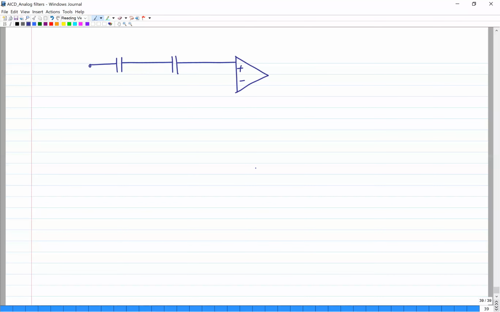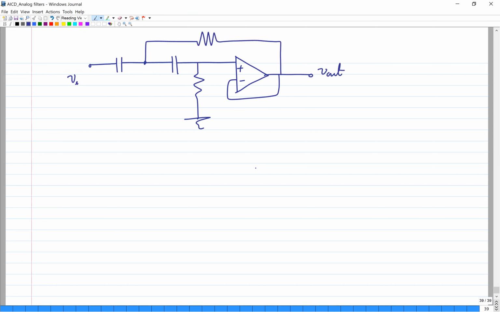So this is a circuit. This has plus minus. If I connect it as unity gain follower, this will be the form. This is your Vout. This is your Vin. C1, C2, R1, R. So this is your high pass equivalent of the circuit.